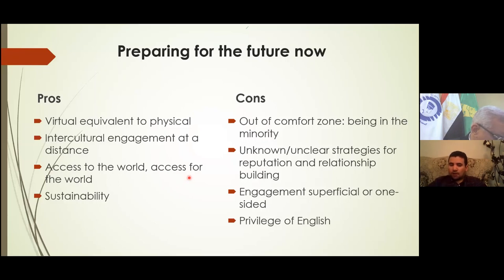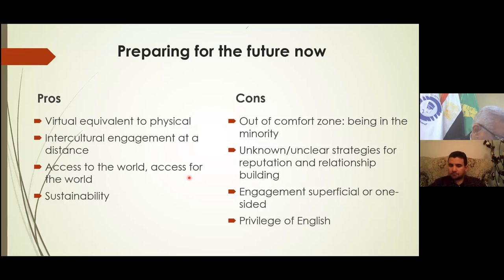Unclear strategies for reputation and relationship building. This is one of the major aspects today: how we build our reputation, how we build our names as researchers, our names as specialists, our names as a university, our names as a program, and so on. More challenges there. And the question is how we build our reputation and relationship channels with these virtual aspects.